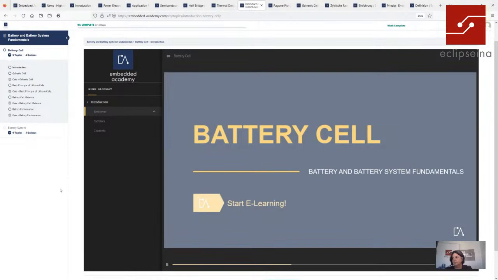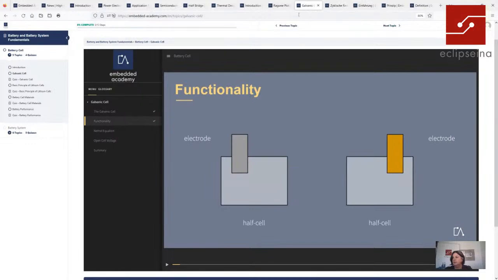Welcome to our e-learning on the battery cell as part of the course Battery and Battery System Fundamentals. On the battery cell, I will just show you a short part on the galvanic cell. It starts with the galvanic cell and explains it in general with functionality, but of course you need to understand also the equations, so we cannot skip these. But I will give you a short sneak peek into functionality here.